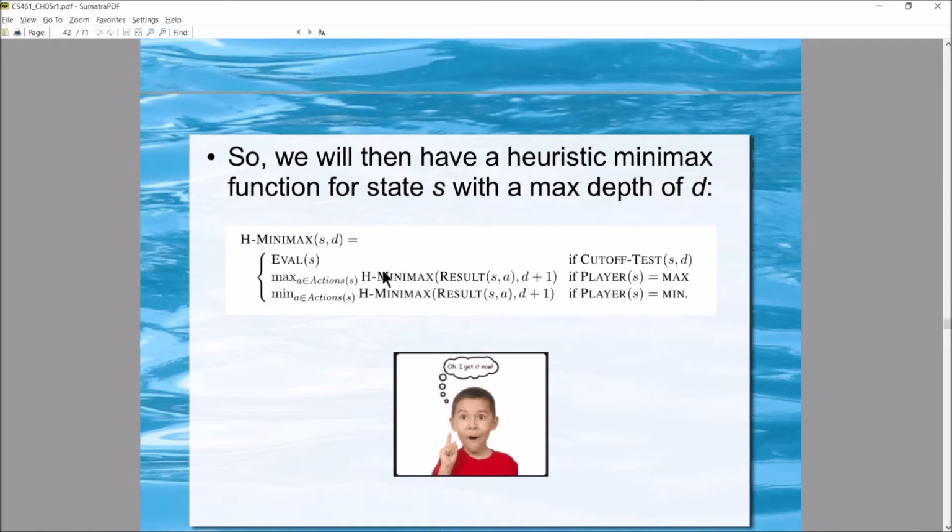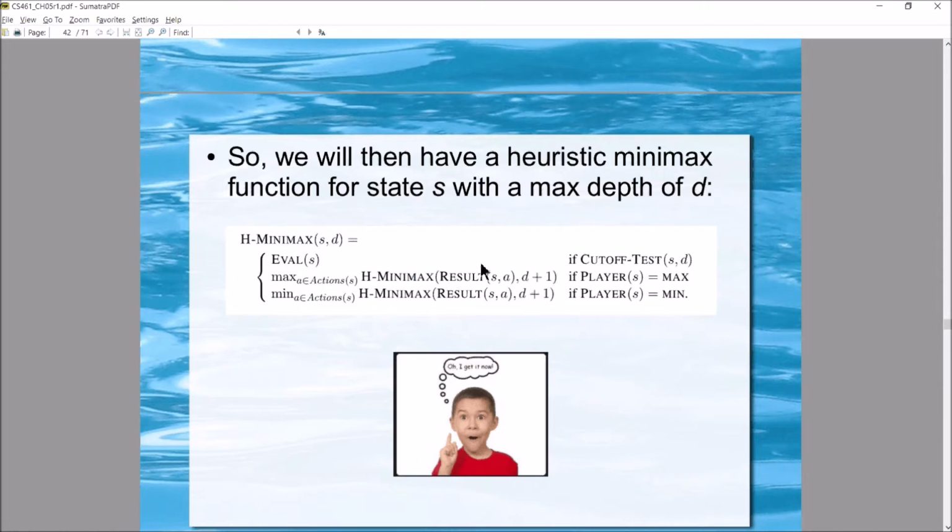Okay, so recursively calling HMinimax from max's point of view, if player S is equal to max, and then we're trying to find the minimum value that's going to be returned by HMinimax if the player is min. So find the biggest value if the player's turn is max. If it's max's turn, we want to find the maximum value of all the possible actions. If it's min's turn, we want to find that minimum value, right?